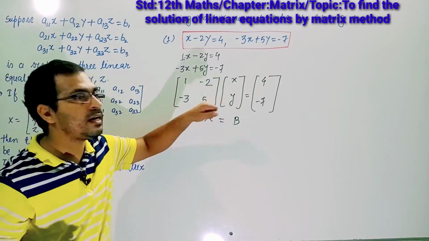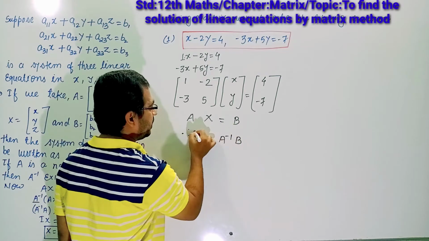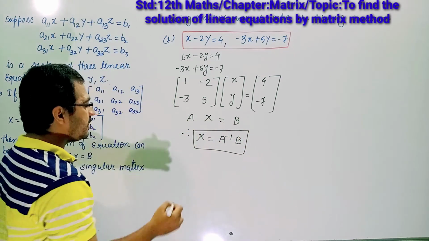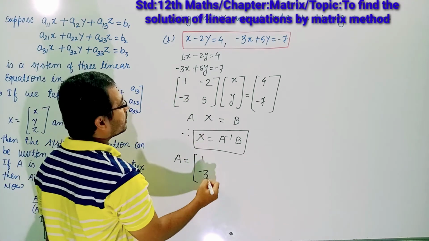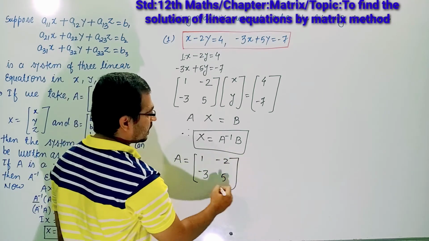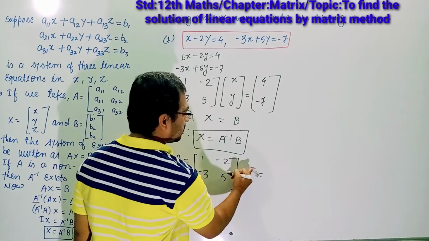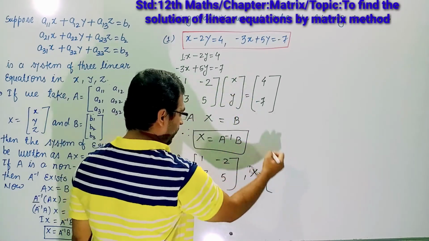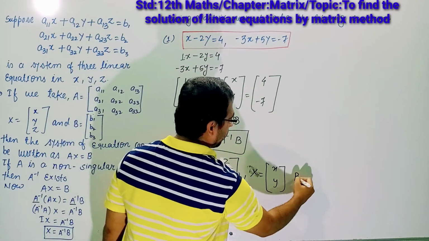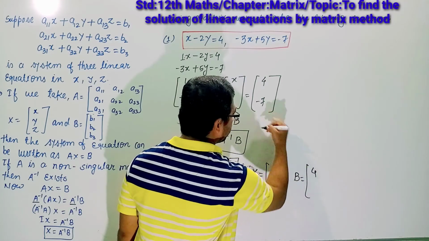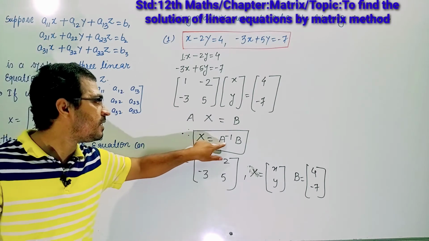Okay students, you want to find out the value of x and y. So we can write X is equal to A inverse B. Right students, so here you can see that matrix A is 1, minus 3, minus 2, 5. These are the elements of this matrix. X has the elements x and y, and this constant matrix B has the elements 4 and minus 7.